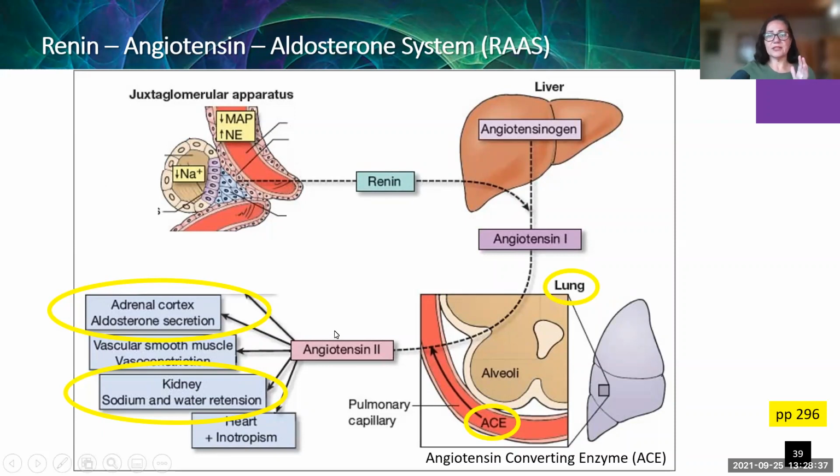So all these different players have different roles to play, but in the end, all of them act to raise blood pressure. And that is the end of part 2.